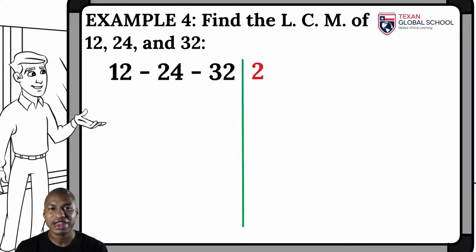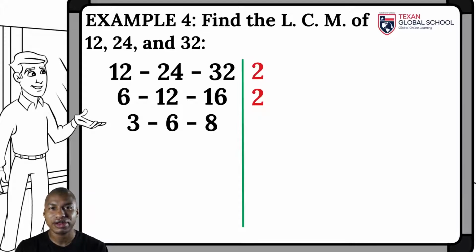In this case, 6, 12, and 16. We can divide by 2 again, since at least one number is divisible by this prime number. We write on the right side the 2, and the result of the division on the left side. We have 3, 6, and 8. Once again, at least one number is a multiple of 2. We put the 2 on the right side and write the result of the division on the left side. We can see that 3 is not divisible by 2, so it is indicated as is. We thus obtain 3, 3, and 4.